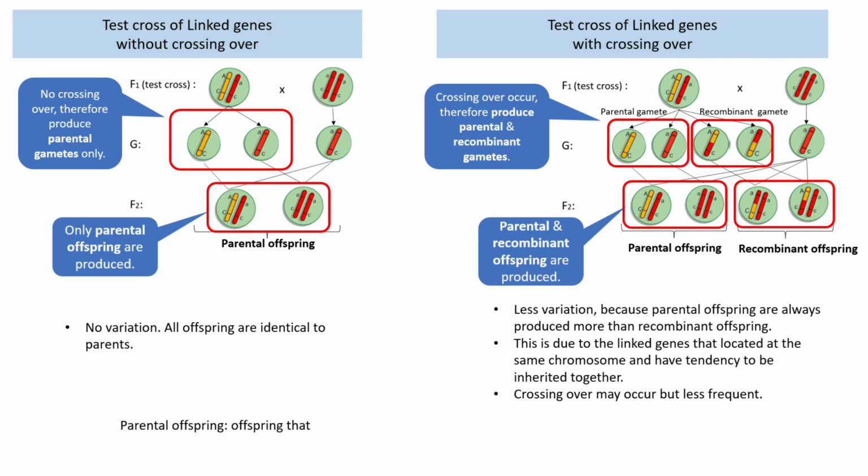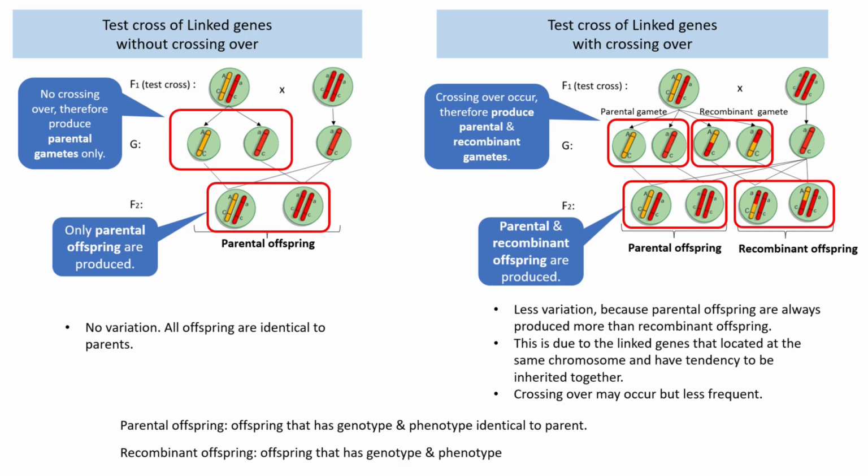Parental offspring is offspring that has genotype and phenotype identical to parent. Recombinant offspring is offspring that has genotype and phenotype not identical to parent, due to crossing over. Example that is used in linked genes is body color and wing size in Drosophila melanogaster or fruit flies.